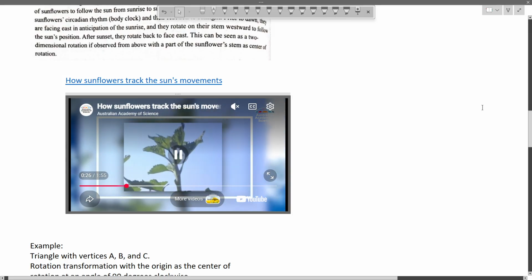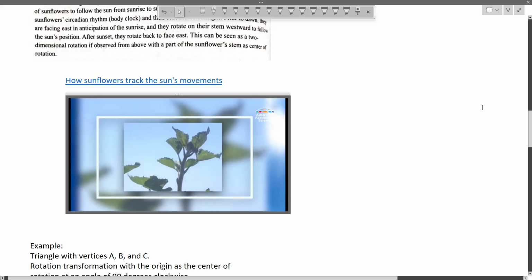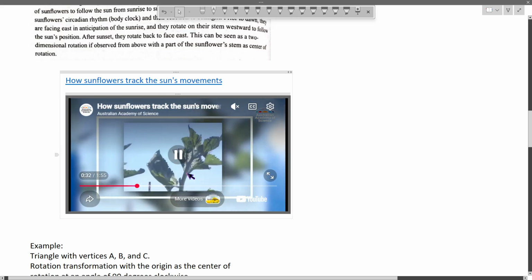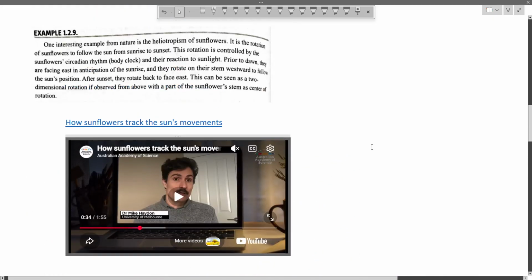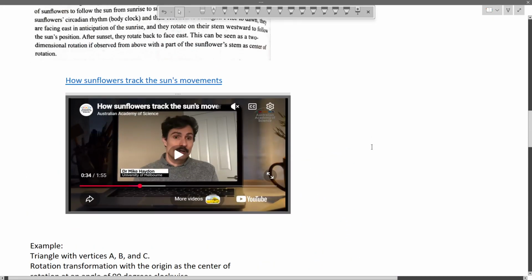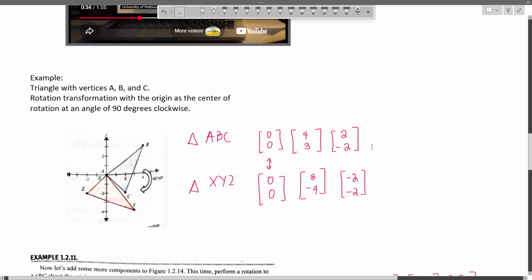So it follows the sun from sunrise to sunset. It rotates on a fixed point here. Next, so these are the examples of rotation transformation in nature. Now let's go through what it looks like in a Cartesian plane.